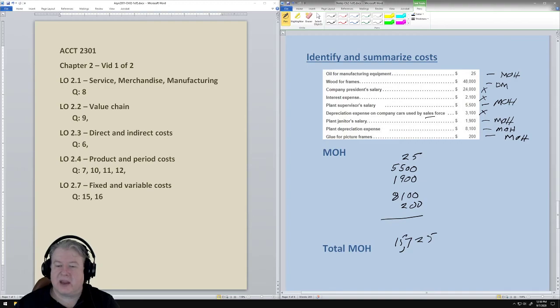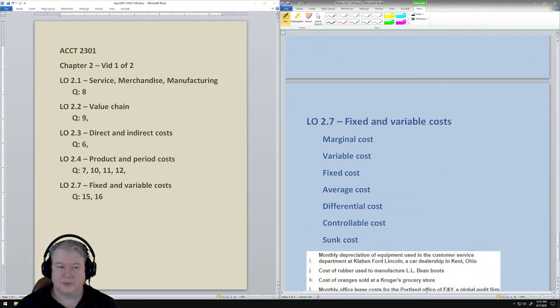And it could be anything. It doesn't necessarily have to be MOH. The question could be, well, what's the direct material? Or what is the direct labor? Or what are the period costs? So this is an example of being given a list, and you've got to go through first, sort it by period and product, and then if it's a product cost, make sure you understand if it's MOH, if it's manufacturing overhead, direct material, or direct labor.